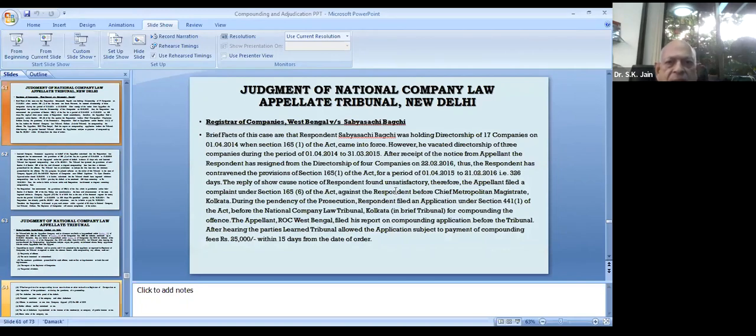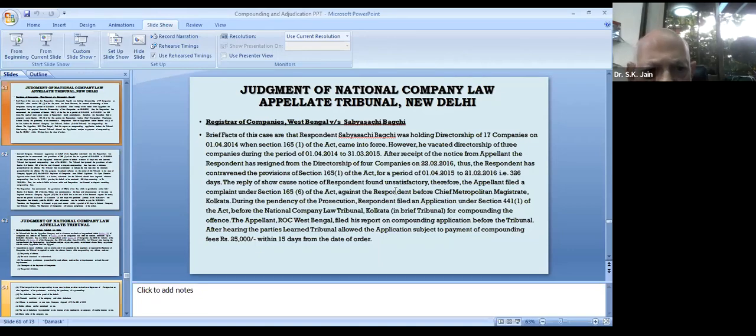Now I will deal with the judgment of the National Company Law Appellate Tribunal, New Delhi, Registrar of Companies, West Bengal versus Sabyasachi Bagchi. Brief facts of the case are that the respondent Sabyasachi Bagchi was holding directorship of 17 companies on 1/4/2015 when Section 165 of the Act came into force. However, he vacated directorship of 3 companies during the period of 1/4/2014 to 31/3/2015.